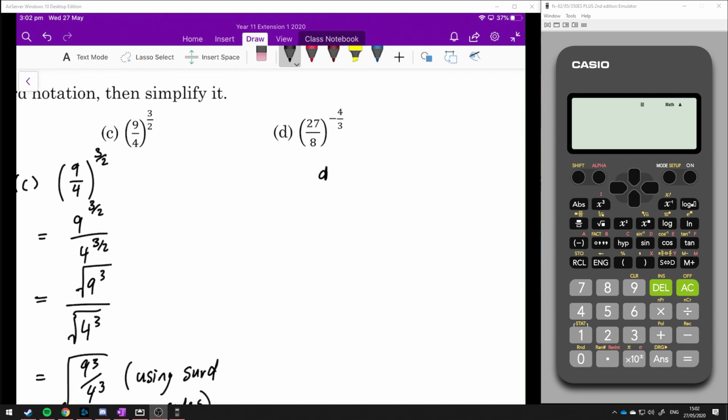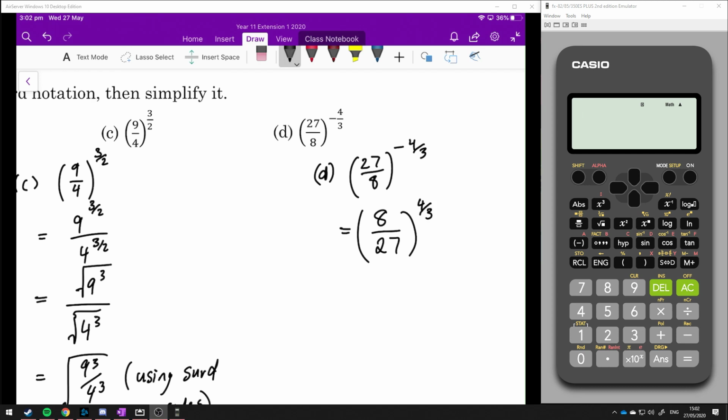So part D has got quite a bit going on. We've got 27 over 8 to the power of negative 4 on 3. Okay, so the first thing we're going to do is get rid of that negative. So to get rid of the negative, we can just do the reciprocal of our fraction and write our power next to it.